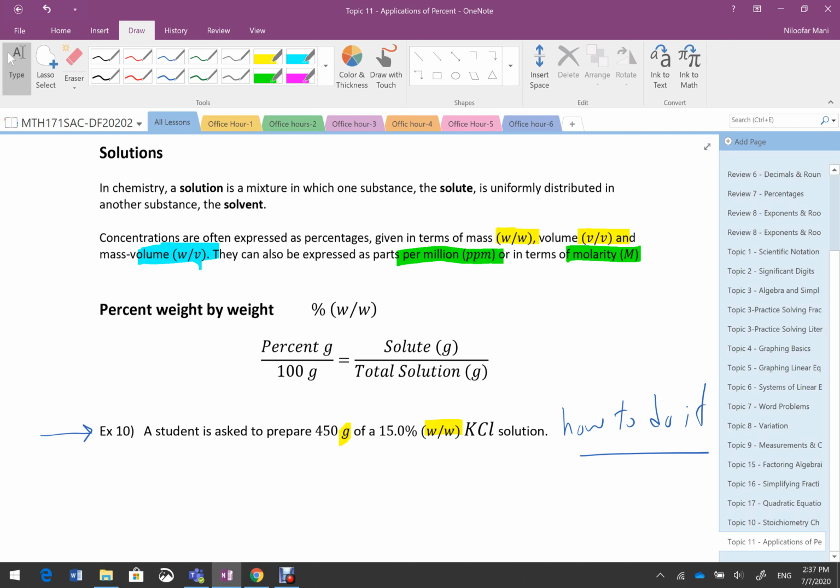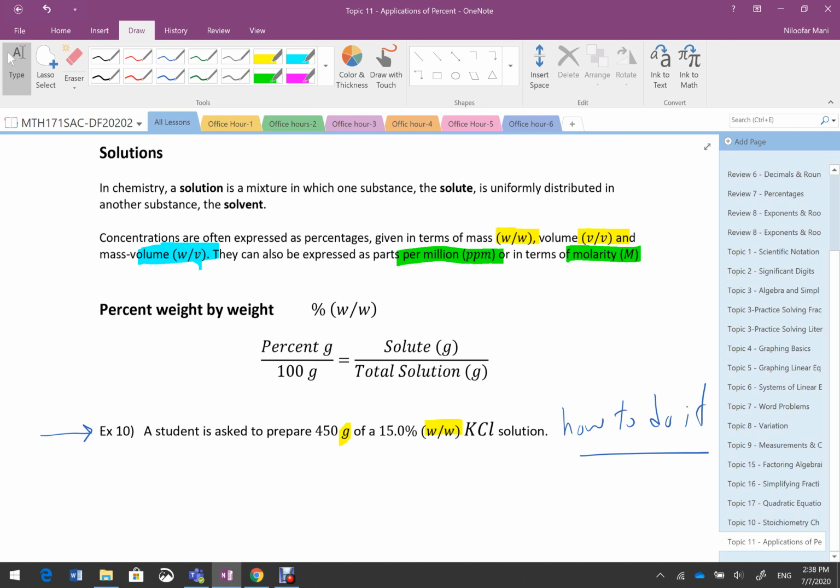Or W over V. So, for example, salt or sugar in gram, but in solution, I am talking about the volume of the solution. Okay? So, we can have also part per million. We can have molarity. For those green ones, I'm going to explain when we move on to the topic.